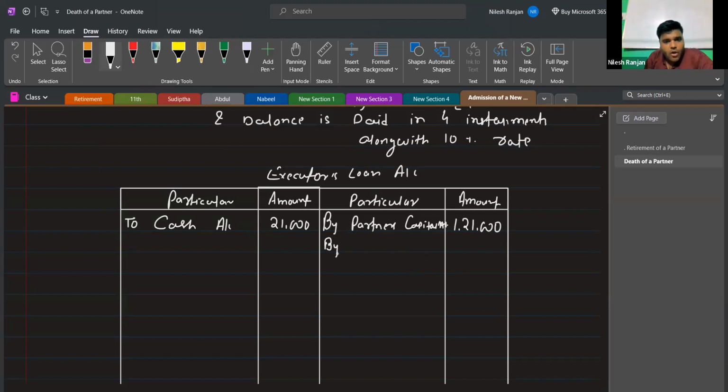In first year, first installment will be paid along with interest at the rate 10%. So by interest account 1,21,000 and 21,000 is paid immediately. Generally, the interest is charged on the balance amount. So balance amount here is 1 lakh. Very good. So interest will be calculated on 1 lakh. 1 lakh into 10%, it is 10,000.